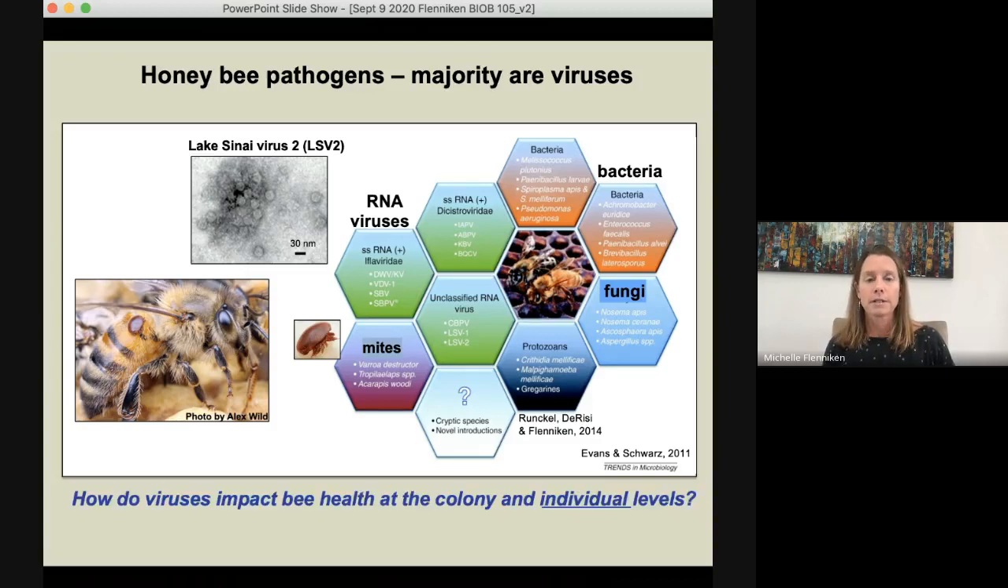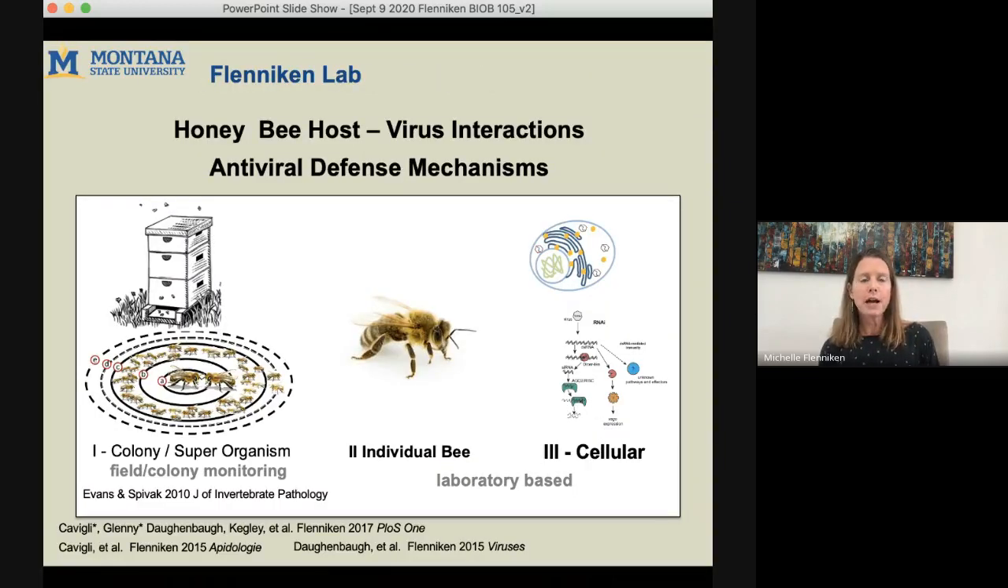So the focus of my research, again, is how viruses impact bee health at the colony level, so the superorganism level, all 40,000 bees in the box, as well as the individual or organismal level. We also do experiments at the cellular and molecular level. We do that by carrying out field and colony level monitoring studies. We team up with commercial beekeeping operations that manage thousands of colonies for those studies, and in laboratory-based experiments where we bring bees into the lab and culture primary honeybee cells as well.